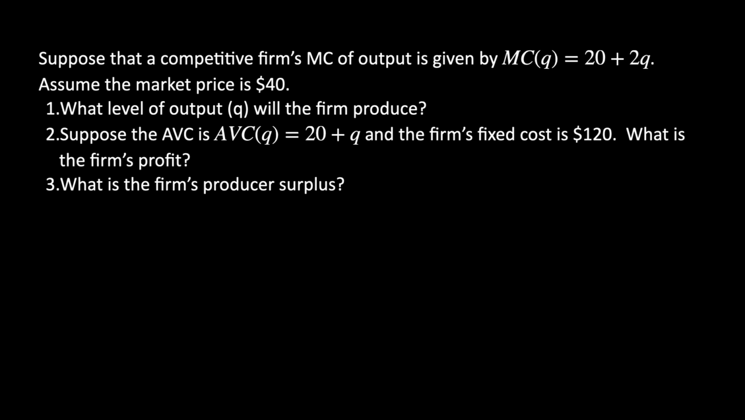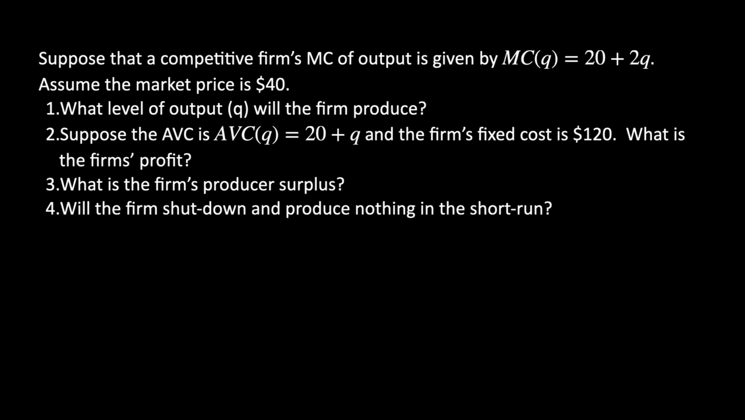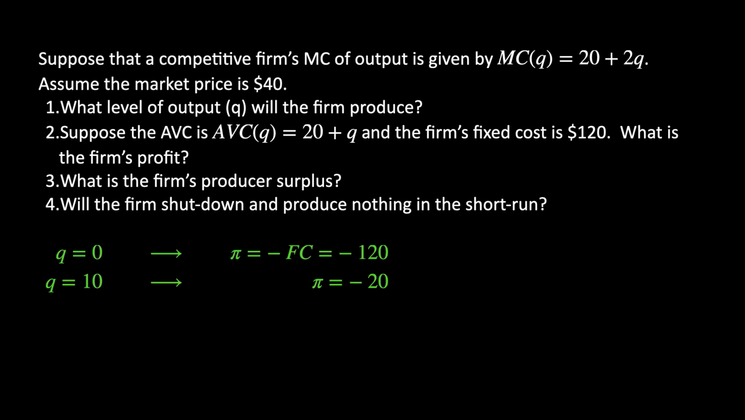What is the firm's producer surplus? Short-run producer surplus is equal to profit plus fixed cost, or $100. This is the gains from trade the producer receives from engaging in market exchanges rather than shutting down. Will the firm shut down and produce nothing in the short run? No, the firm does $100 better producing than it does shutting down. This is what the short-run producer surplus of $100 means.